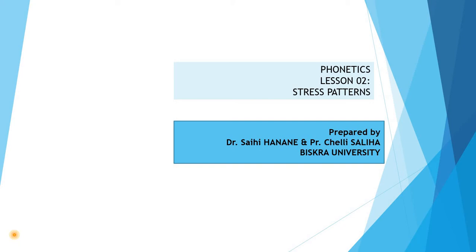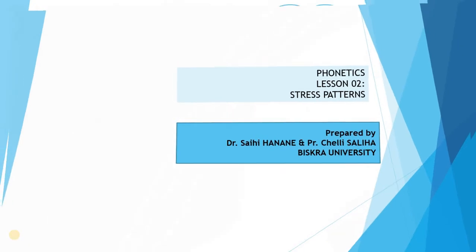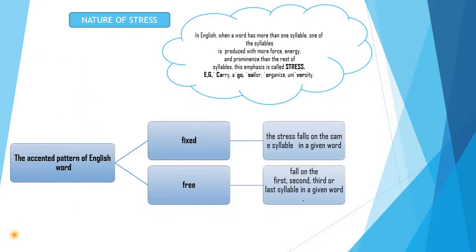Here we are again with lesson number 2 in phonetics, with the stress patterns in English. We start. Nature of stress. In English, when a word has more than one syllable, one of the syllables is produced with more force, energy, and prominence than the rest of the syllables. And this emphasis is called stress.